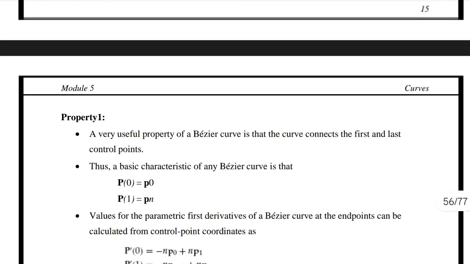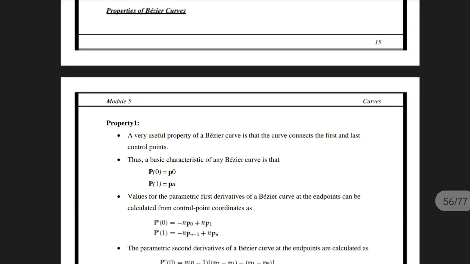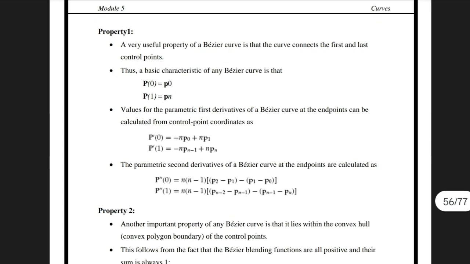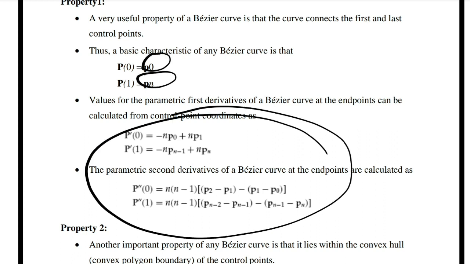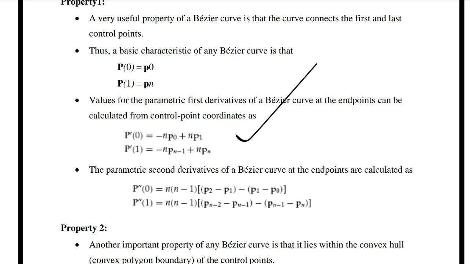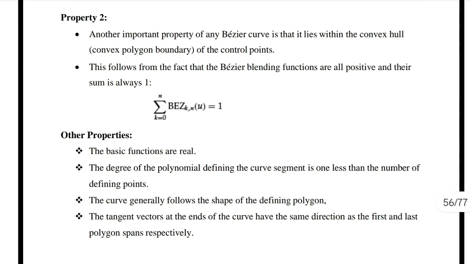And properties of Bezier curve, this is also an important concept. Explicitly they have asked the properties of Bezier curve. Okay, so there are two properties. The first property is that it connects the first point and the ending point. It starts from 0 and goes till n, and these are the equations. If you can remember the differential equations for the first and the second derivatives, that will also be helpful for you. And property 2, it lies within the convex hull of the polygon boundary, and all the summation will be equal to 1.